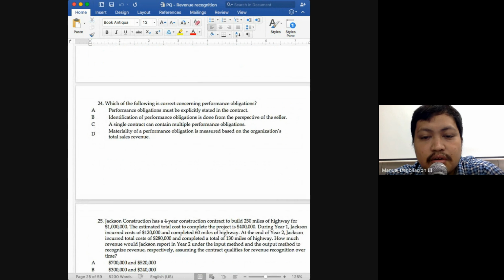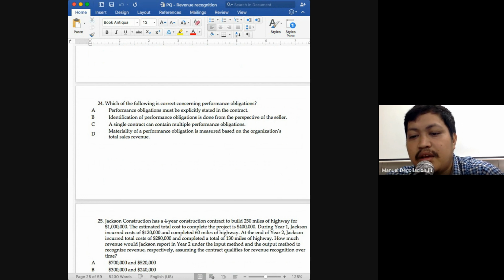24. Which of the following is correct concerning performance obligations? Letter A, performance obligations must be explicitly stated. Is that true, class, or false? False. Again, it can be implied. Letter B, identification of performance obligations is done from the perspective of the seller. That's true. Letter C, a single contract can contain.